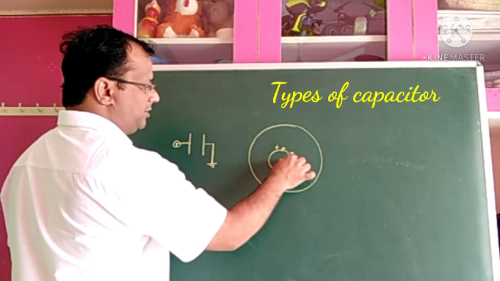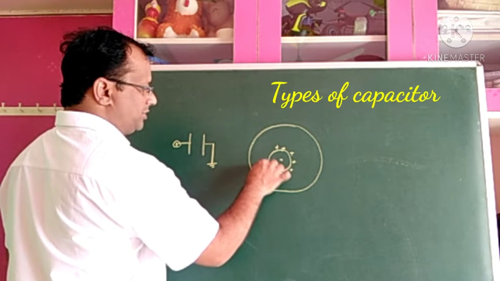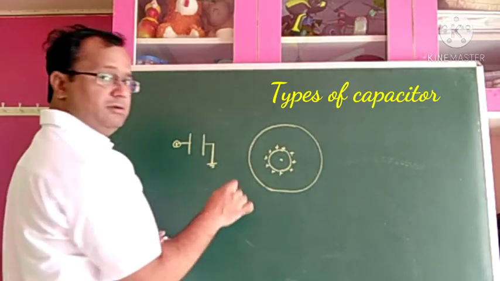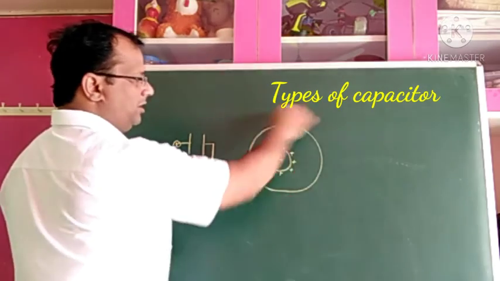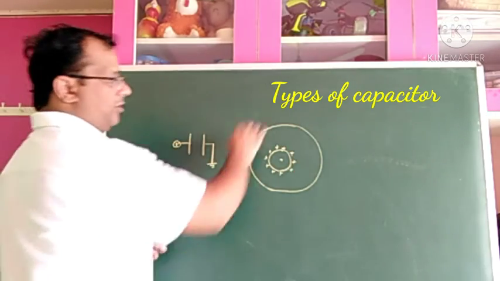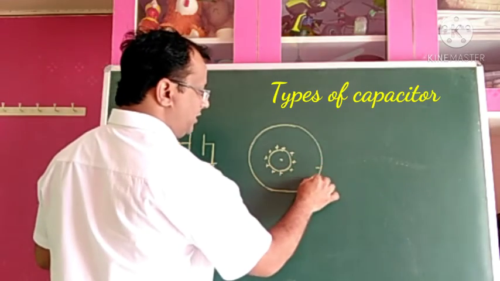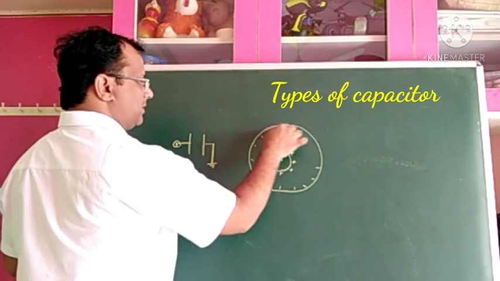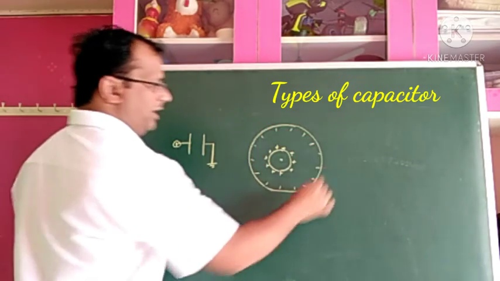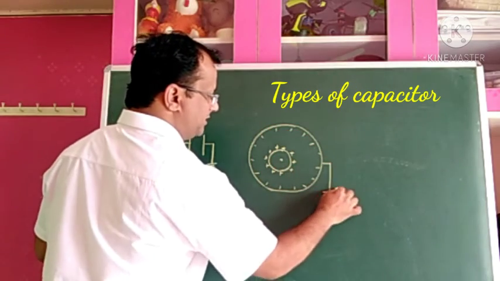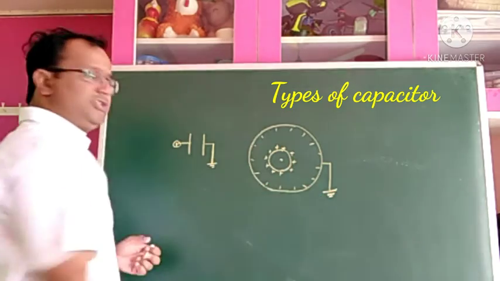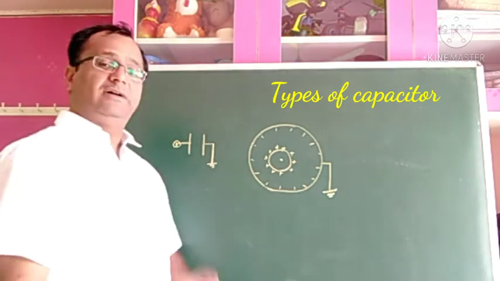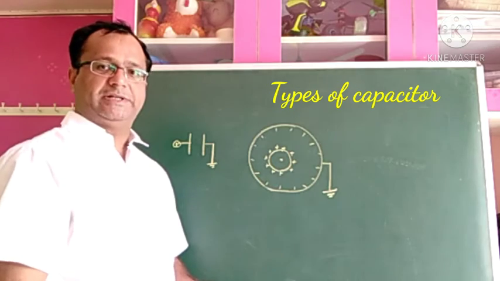Due to that, positive charges are deposited, and automatically on the inner surface of the outer sphere, negative charges are induced, right? And the outer side is earthed, right? Then such a capacitor is called a spherical capacitor.